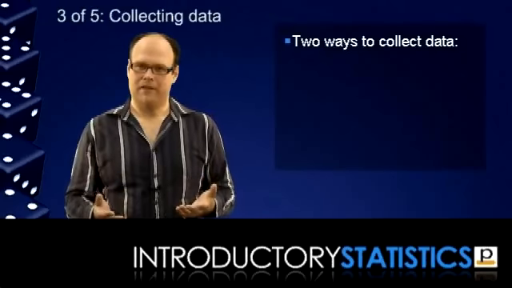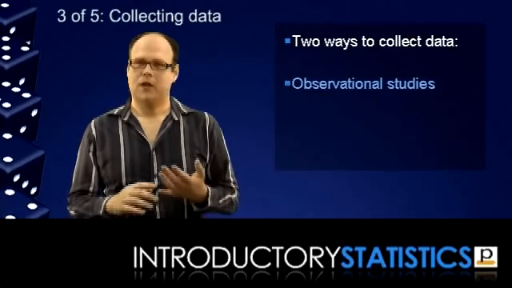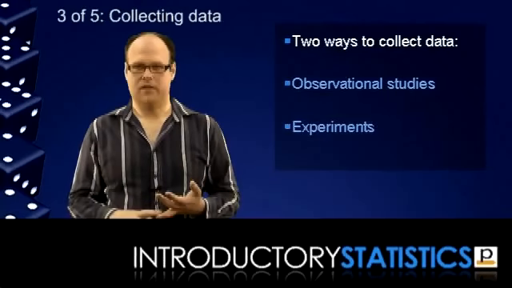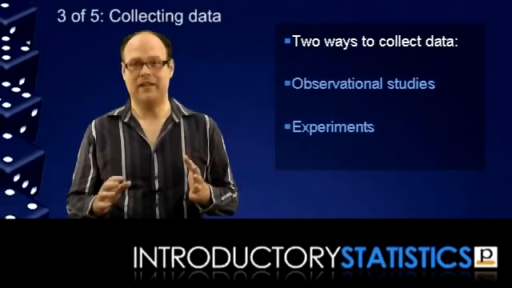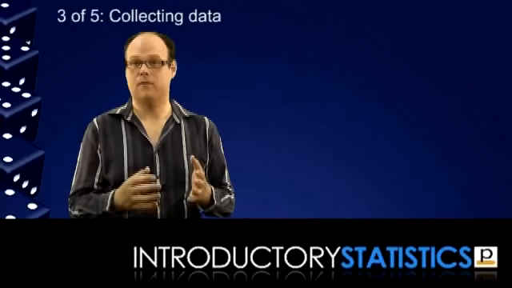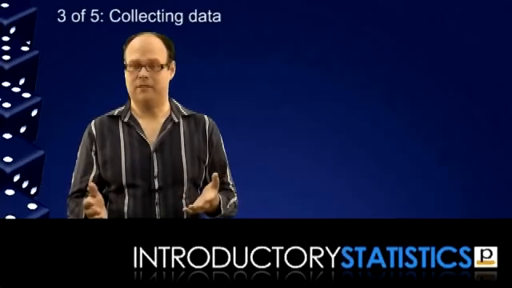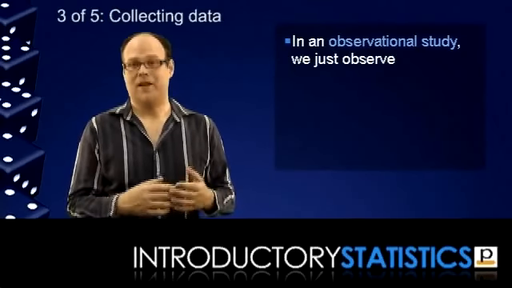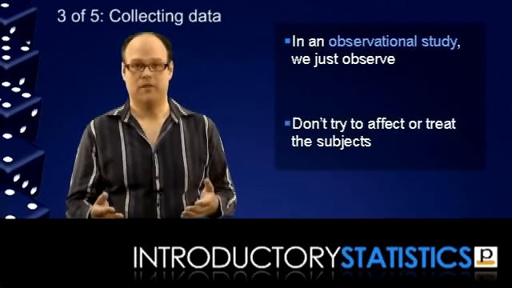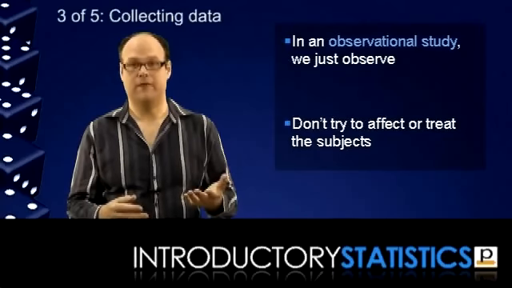Well, there are two main methods of data collection available for us. There's observational studies and there's experiments. Now, in both methods, we basically get data by observing responses from subjects of the study. But the way the methods differ is in how we treat those subjects. Now, in an observational study, we basically don't treat them, we just observe them. So an observational study could be a survey, for example.